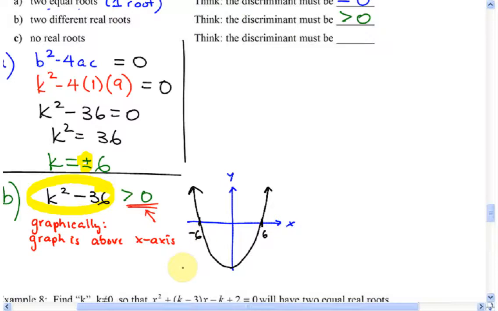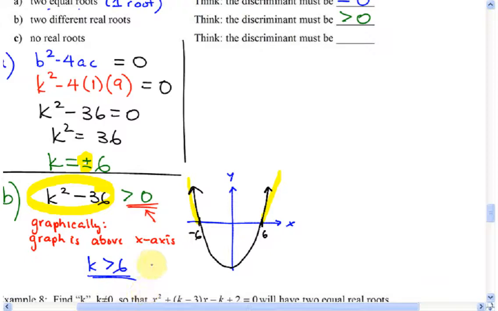Now, here's what I'd like you to do. By looking at this visual graph, which values of the x on the horizontal give you parts of the parabola that are above the x-axis? Which parts? Yes. Good. So you see how I highlighted this part? This is the part that Anna was talking about. It's the values where they are bigger than 6.